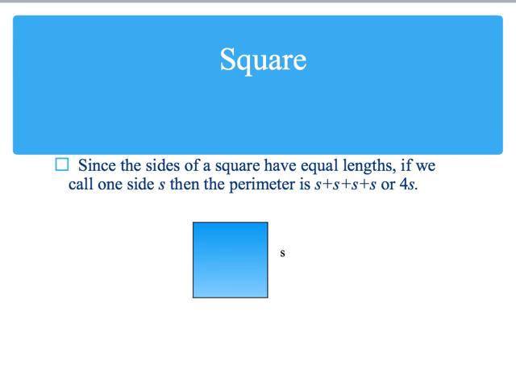Now, perimeter of a square, remember a square has equal side lengths. So if one side's called S, that means they're all called S. So we could add up all four sides, which would be S plus S plus S plus S, but certainly it would be easier to just multiply 4 by one of the side lengths.